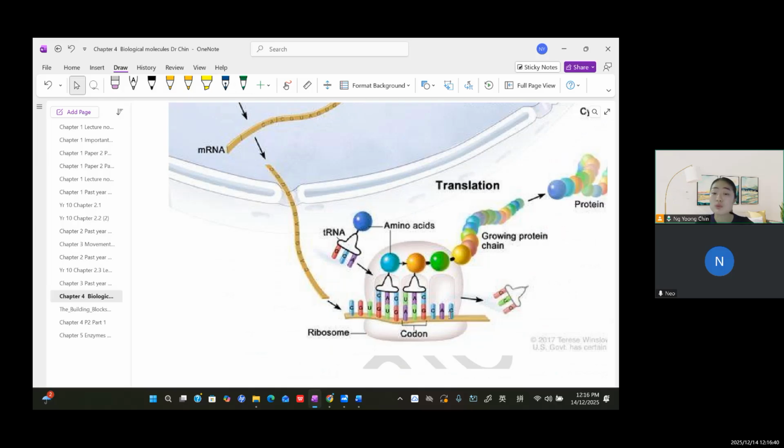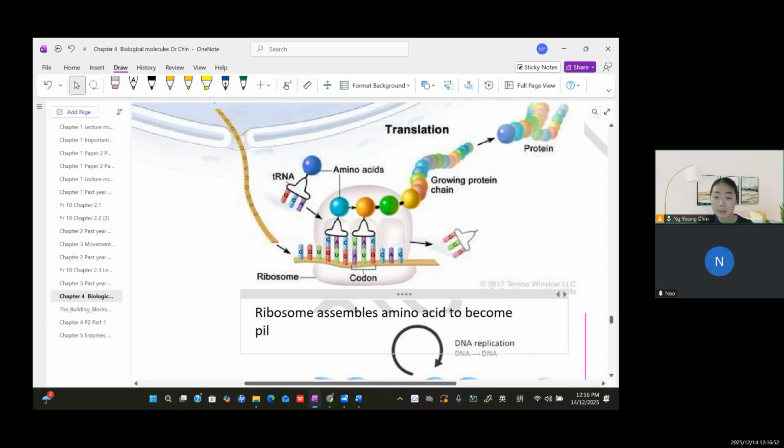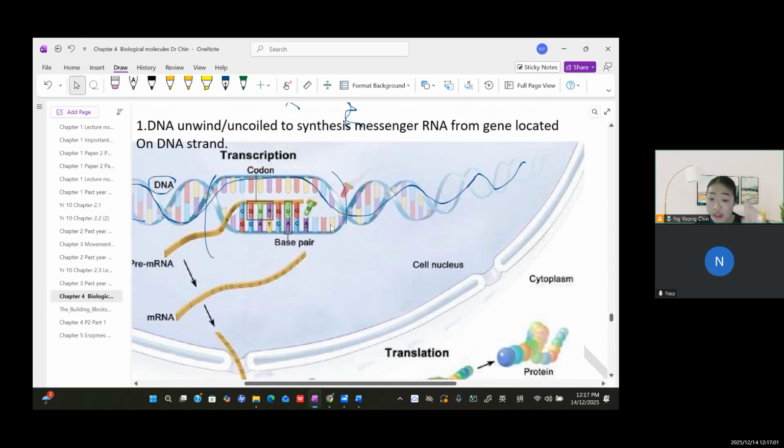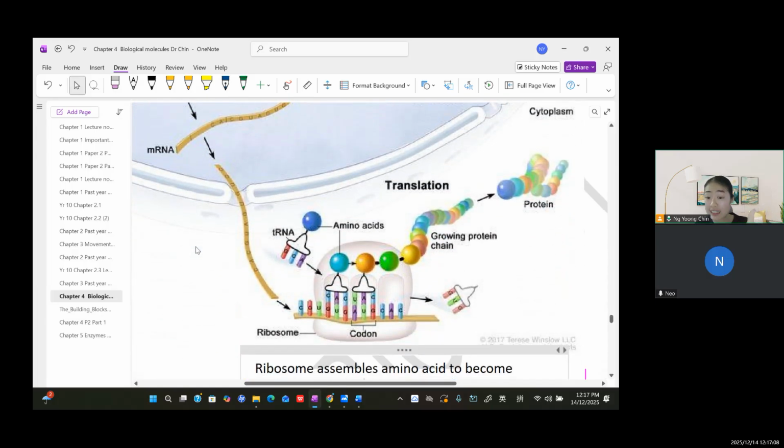What the ribosome will do is assemble the amino acids together to become a polypeptide chain. This is how proteins are produced. Initially they start off from the genetic information in the nucleus, which gives out the mRNA. The mRNA provides the guidelines. So just imagine this way: the ribosome reads the guidelines on how to make proteins.